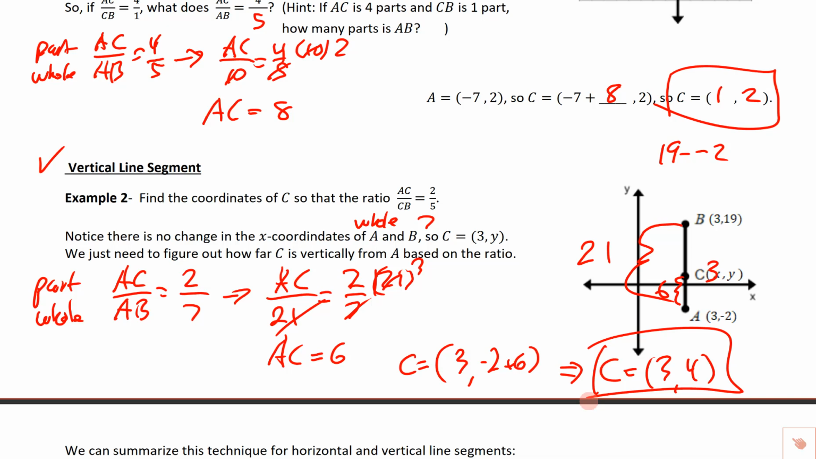So his question just said, what if we figured this one out first? What is this one if you know this one's 6? 15. How'd you get 15? 21 subtract 6. 21 subtract 6 is 15. Okay, so we got the answer.